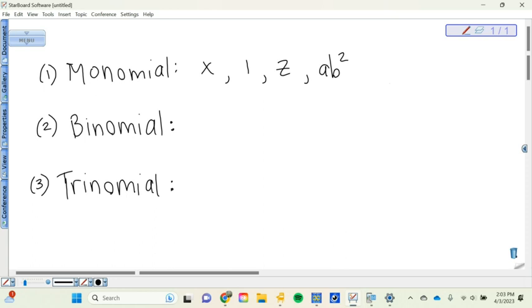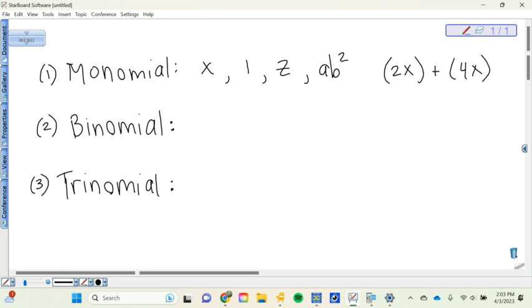I even allowed this on your test. Some of you gave me something like this. That tells me we've got a monomial plus a monomial. So I gave you points for that on your quiz.